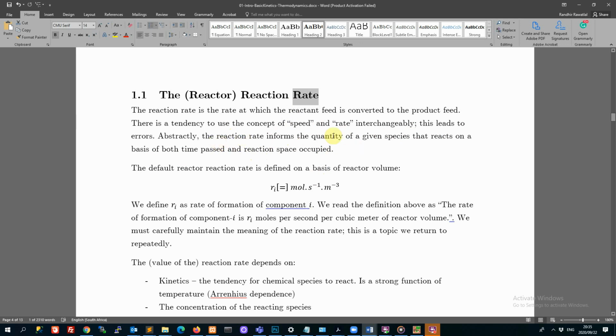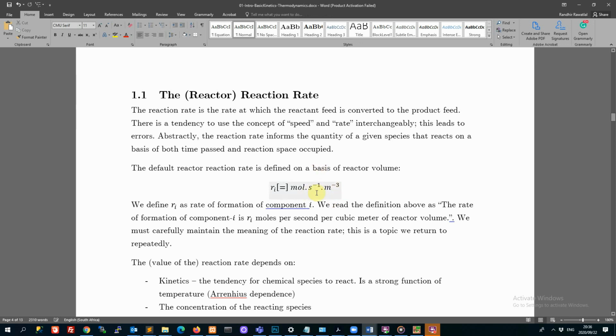So the rate is the quantity of some component that's reacting on a basis of time passed and reaction space occupied. Like we said, the amount is moles in this case, and then per time passed, so per second in this case, and then per reaction space occupied, so per cubic meter. So that's kind of abstractly, generally defining our reaction rate.